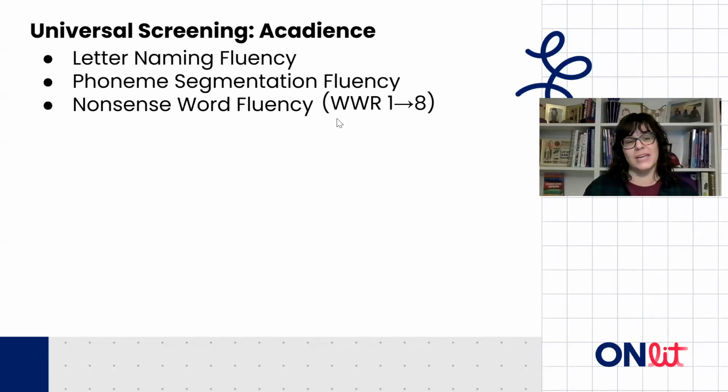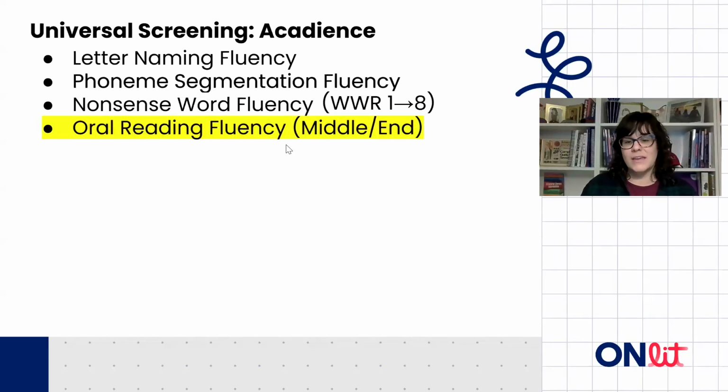Right? If I am not checking to make sure that they are able to make that jump, then some kids might get lost along the way. The other thing about that January benchmark is that we introduce oral reading fluency. So this is a new subtest in the middle of the year as well as the end of the year. And it's more like true reading, right?